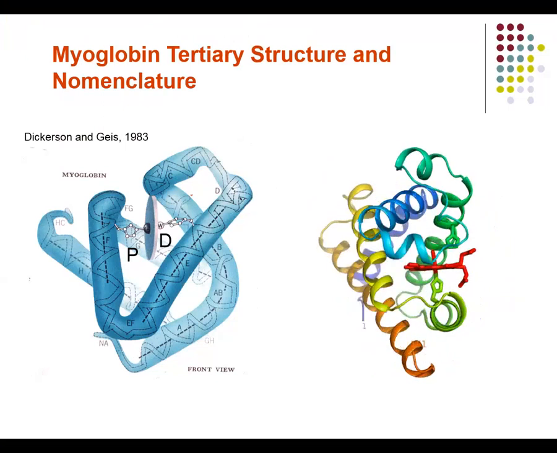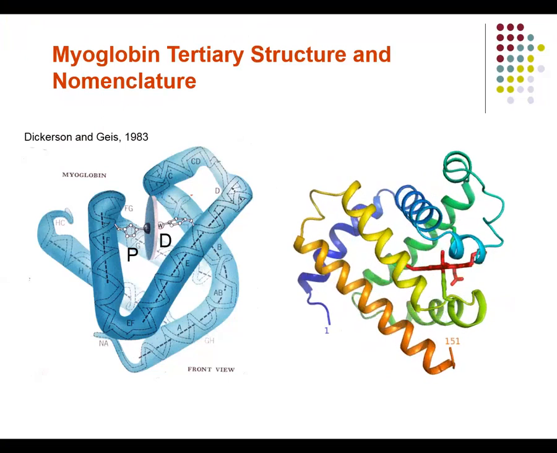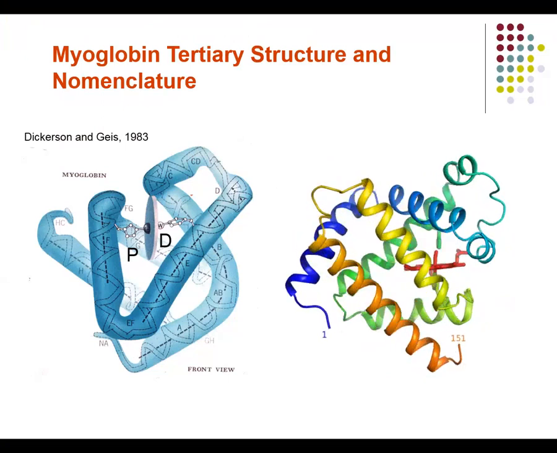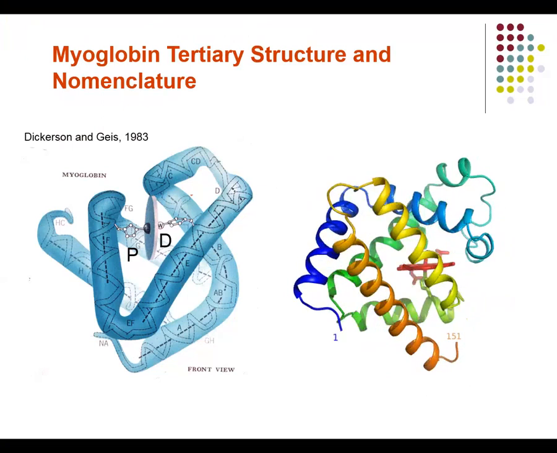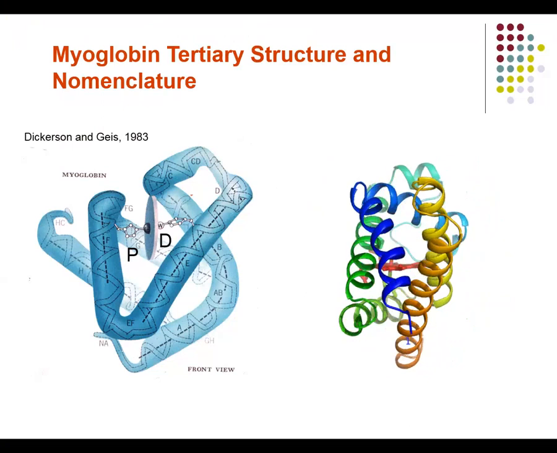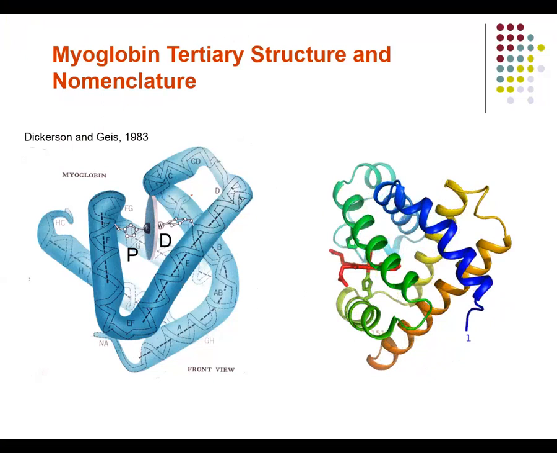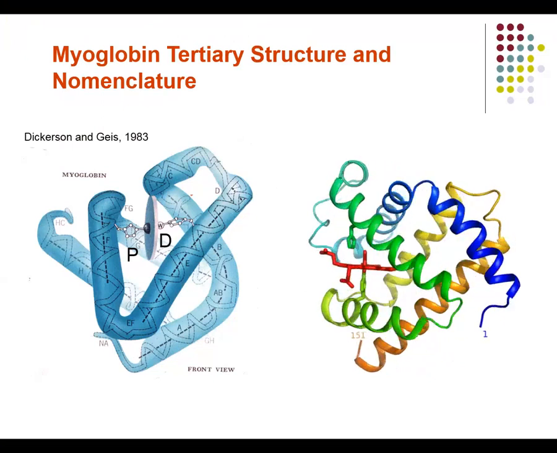The ligand, such as molecular oxygen, carbon monoxide, or nitric oxide, binds to the distal or opposite side of the heme group, and that's shown by the letter D. There's another important amino acid, which is E11, which is also a histidine, that interacts with the ligand and forms a hydrogen bond and helps stabilize the bound ligand.